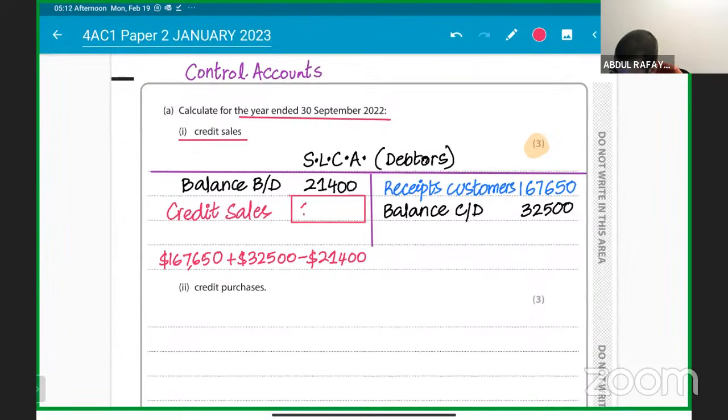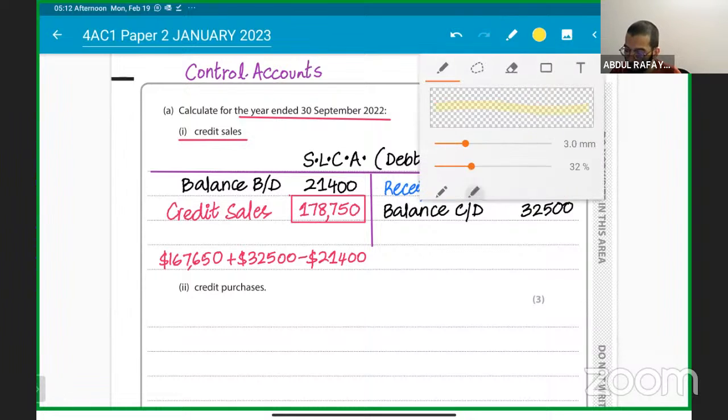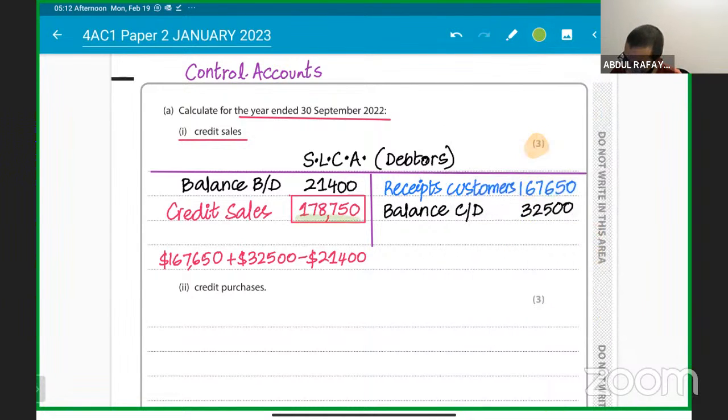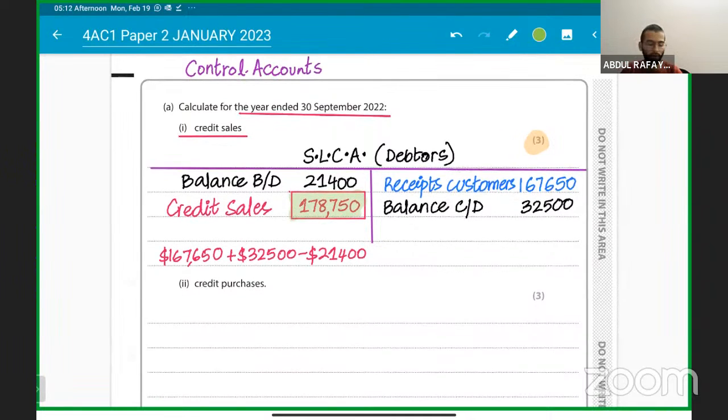178,750. Okay, so we got here 178,750. Understood? Any problem? So this is going to be our answer, 178,750. Clear on that? Any questions? Let me know. We have got the credit sales.